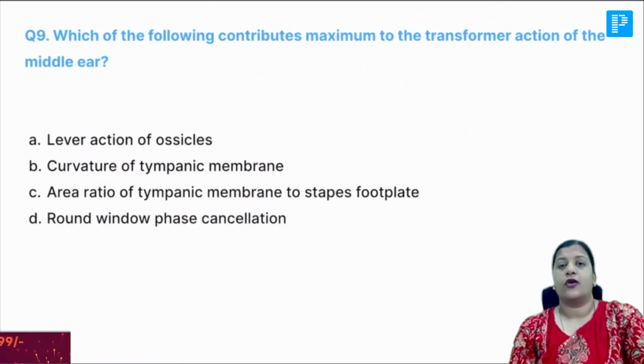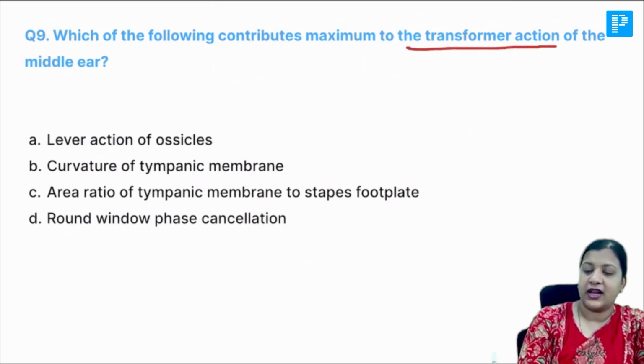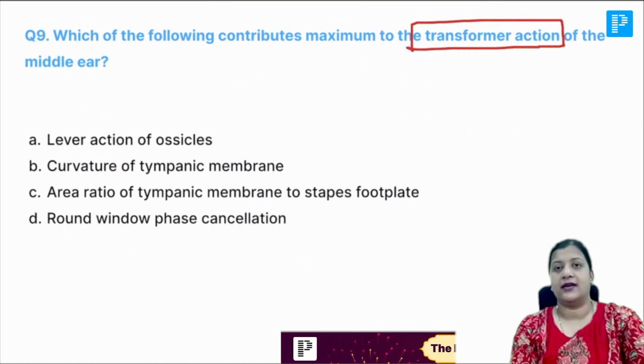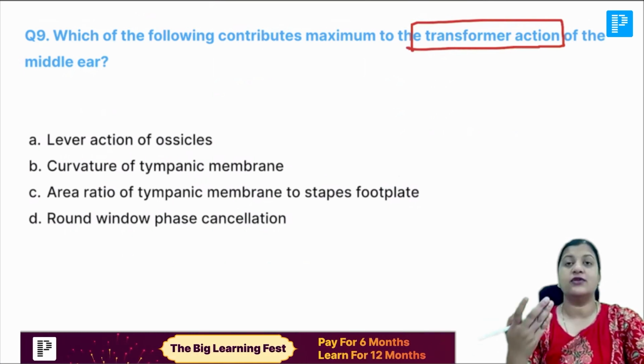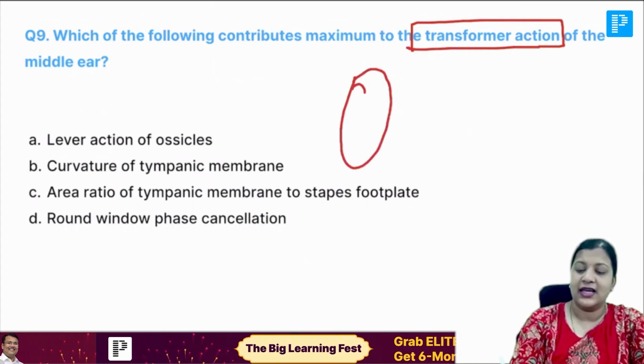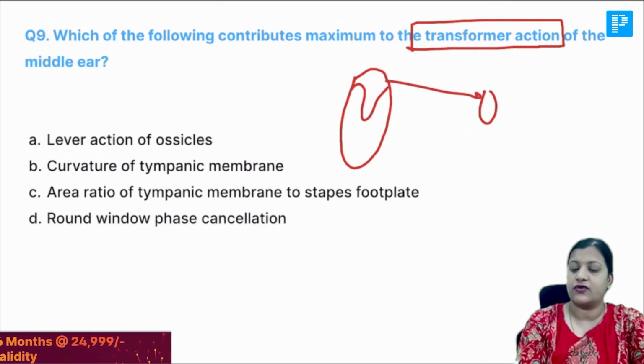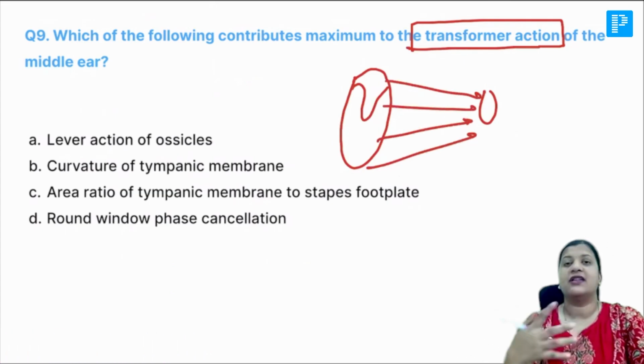Okay. Which of the following contributes to the maximum transformer action of the middle ear? Lever action of the ossicles, curvature of the tympanic membrane, area ratio of the tympanic membrane to the footplate of the stapes, round window, phase cancellation. We've learned that there is a transformer action in the middle ear. The middle ear has to transform the sound so that it is able to penetrate the fluids of the inner ear. So there are two things. One is the areal ratio, where the area of the tympanic membrane is larger than that of the footplate of the stapes, allowing sound condensation.